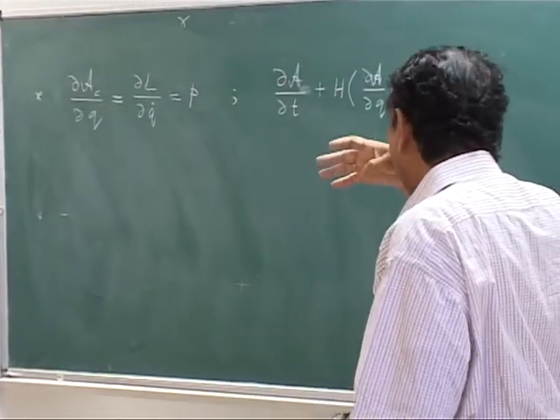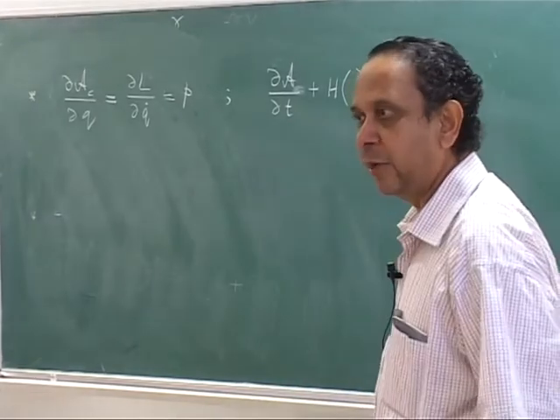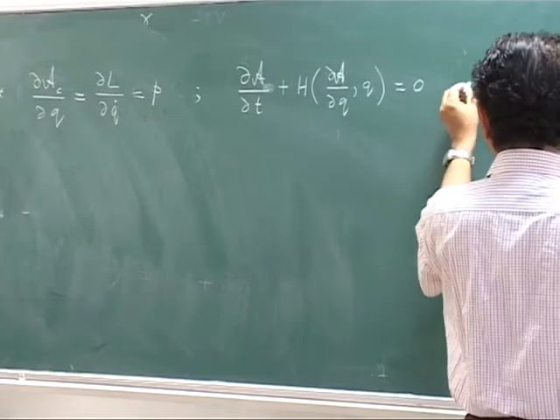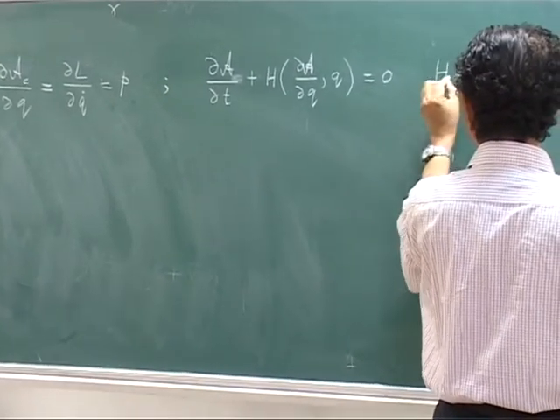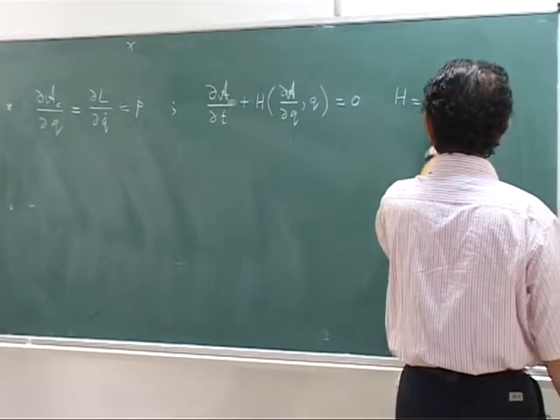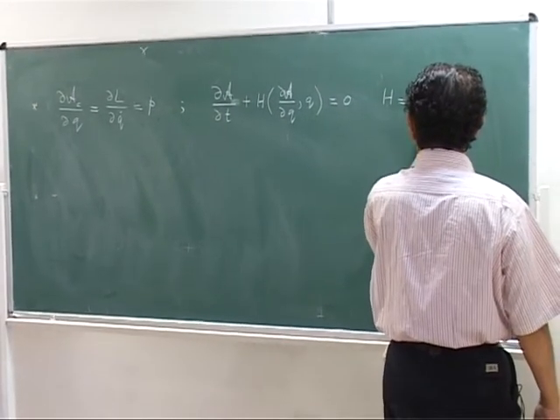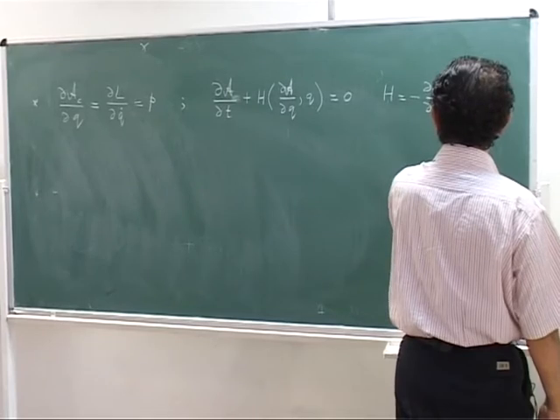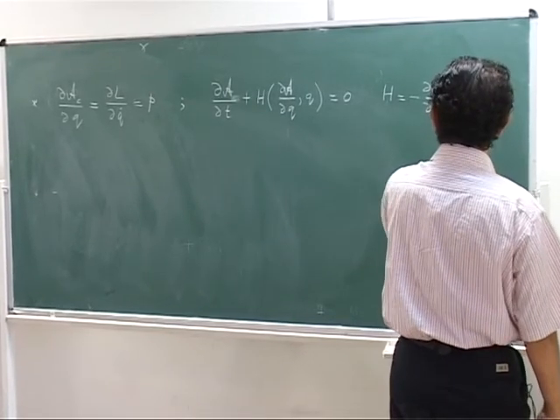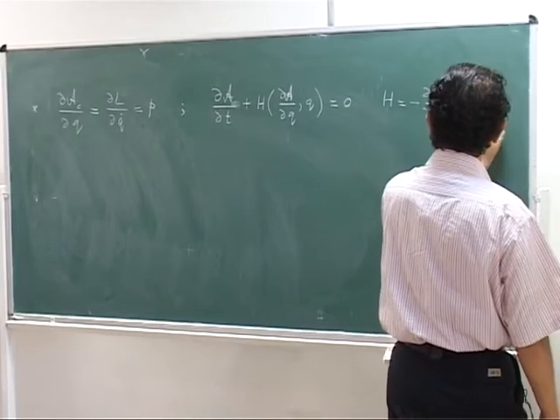Now there is something very peculiar here which I should point out to you. You find that these two equations read as H is equal to minus dA by dt, and p is equal to dA by dq, and if p was a vector this would have been dA by dx.